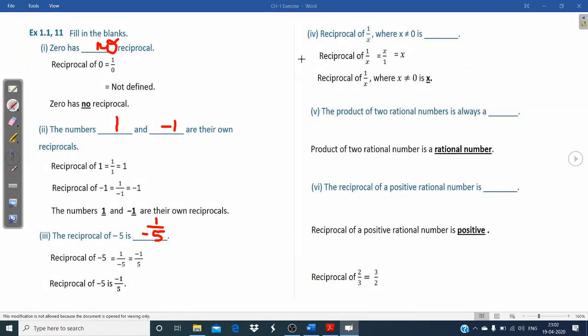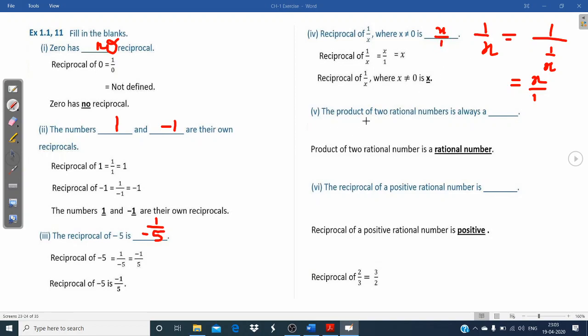Now the fourth part of the question, the reciprocal of 1 by x. If a number is 1 by x, you have to find its reciprocal. In reciprocal, what you are doing is inverting 1 upon x. So this x will go up there, and it will become x by 1. So the reciprocal of 1 by x is x upon 1.